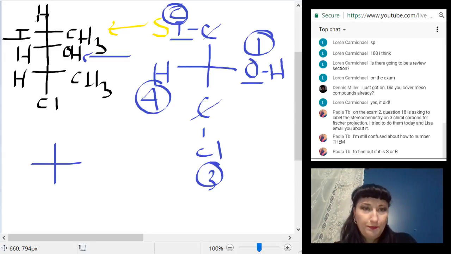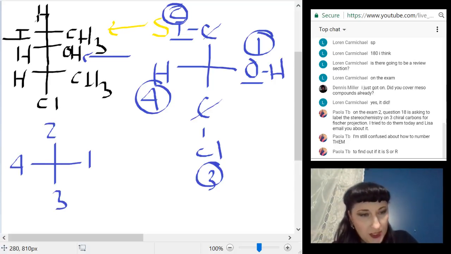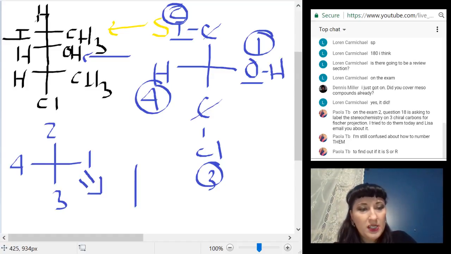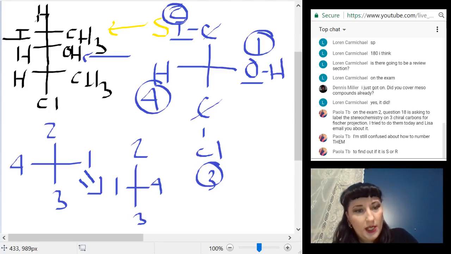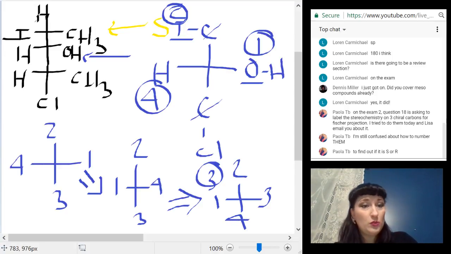So I have my system kind of looking like that. What do I need to do to get that into my standard? So I'll flip my one and four. I need to flip my three and four. That was an even number of flips, which means this one's going to be R stereochemistry.